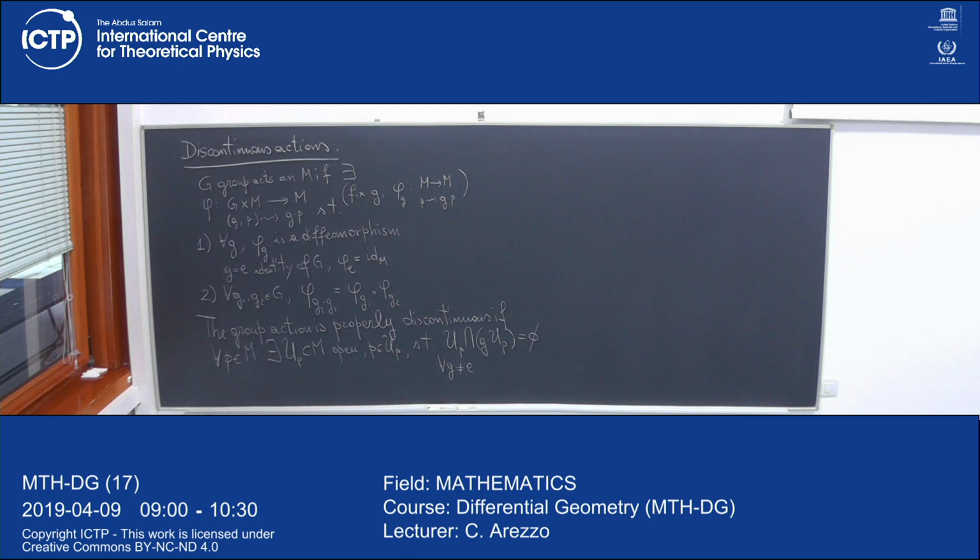So really what we have to think is that for any non-trivial element of the group, there are open sets, and you have to think that these open sets should be quite small, containing a point, which are moved completely away from the original point.